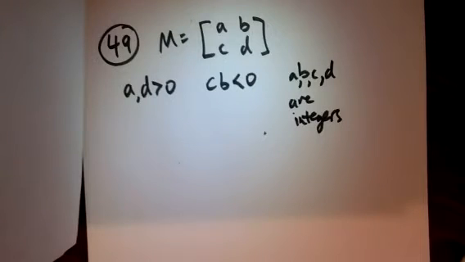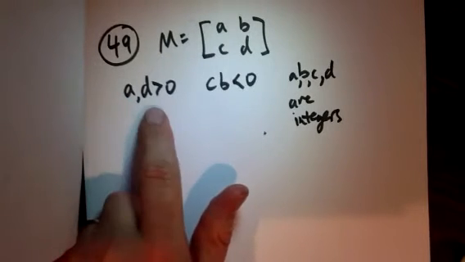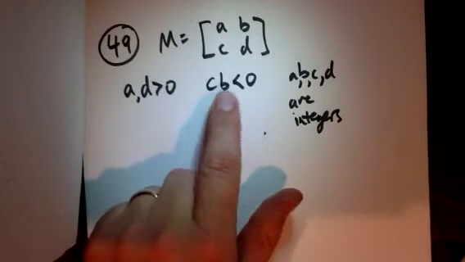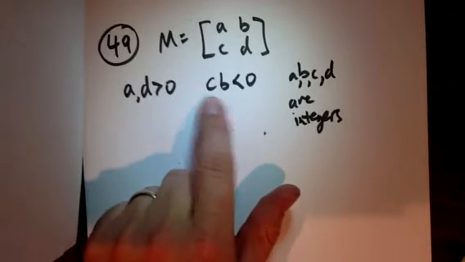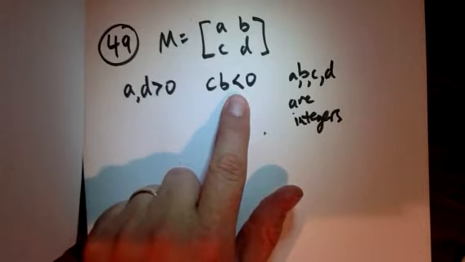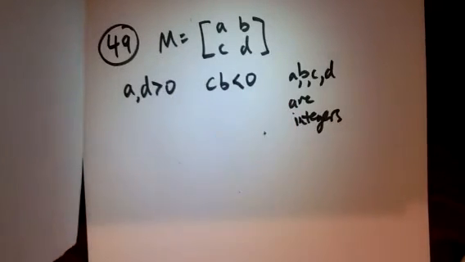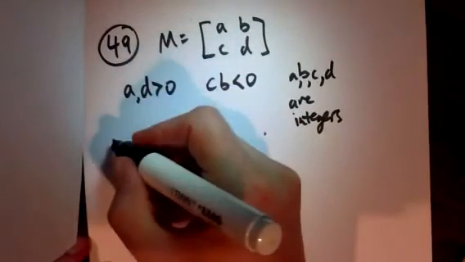This is the solution to problem 49 in the Math Level 2 practice exam. You're given a 2x2 matrix with first row A B and a second row C D. You also know that A and D are both positive and that C times B, the product of C and B, is negative. Finally, you're given that A, B, C, and D are all integers, and you need to find out what the determinant of matrix M is.